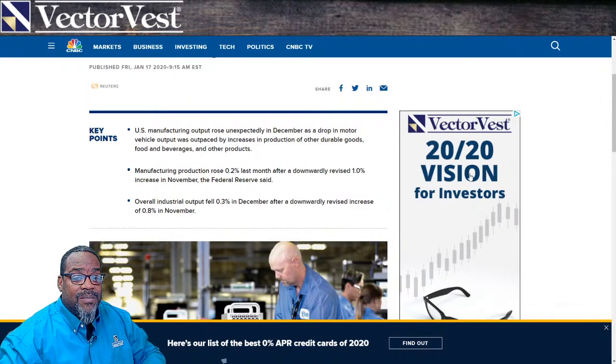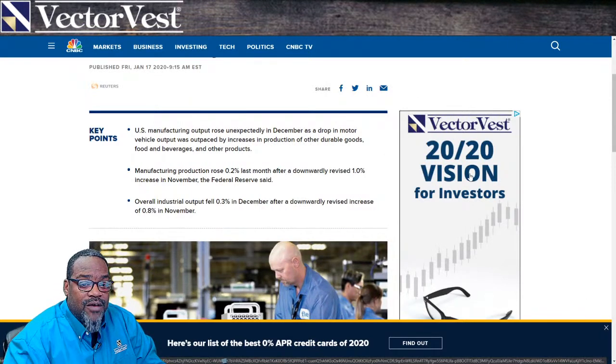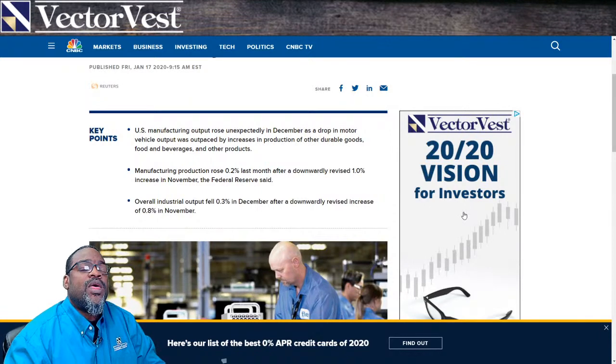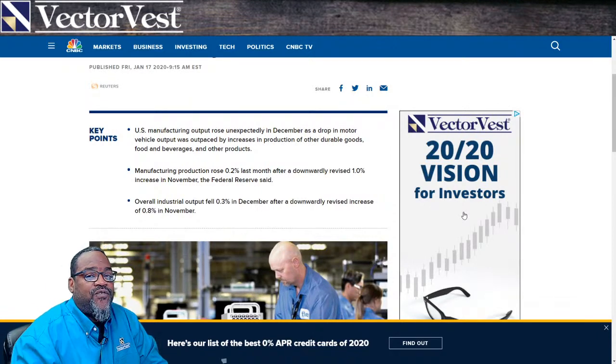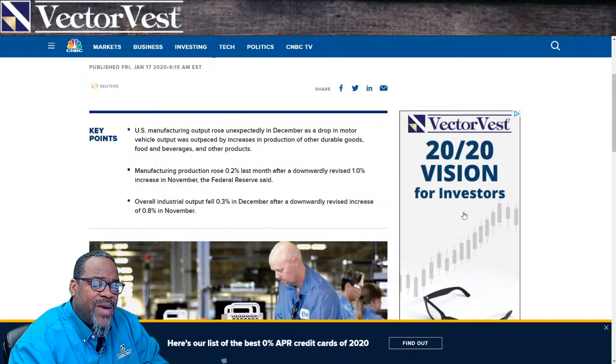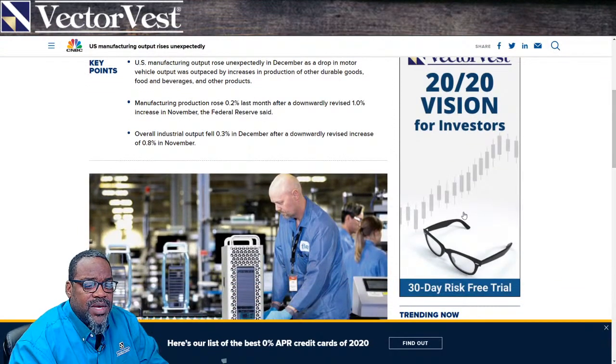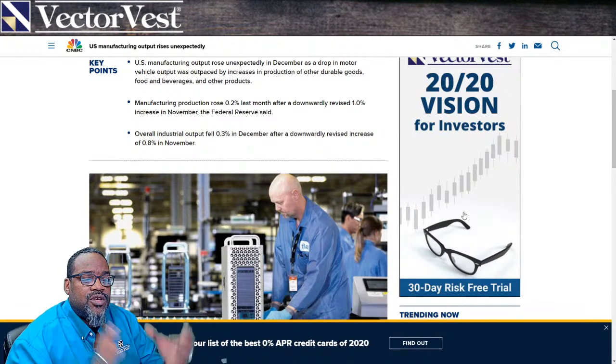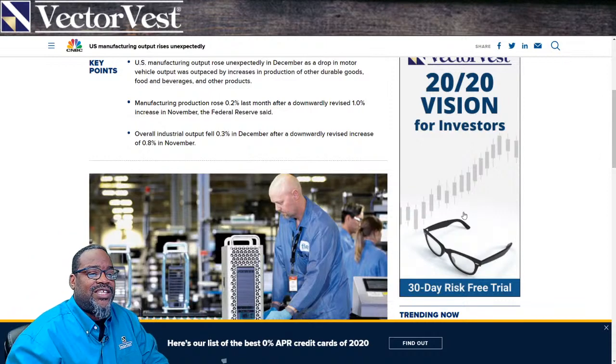So keeping that in mind, this is all part of the 2020 vision for investors this year. This is the year 2020. This is the year where we're trying to emphasize new vision for you guys to help you. And especially if you're new to the VectorVest software, this is what it's all about. This is why you come here. So manufacturing is up. Overall industrial output fell, though, after a downwardly revised increase of 0.8% in November. All right, so keeping all of that in mind, these are things that are affecting the market.